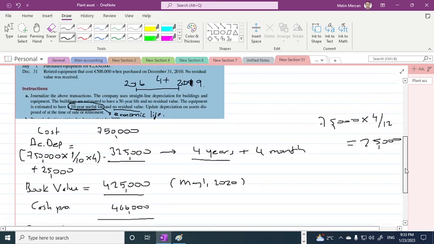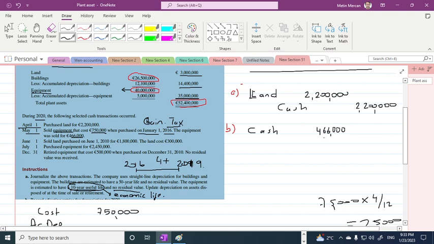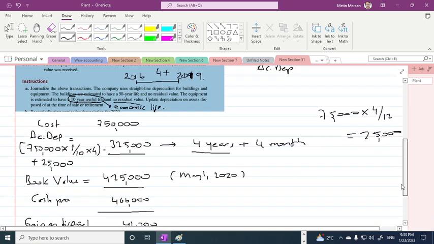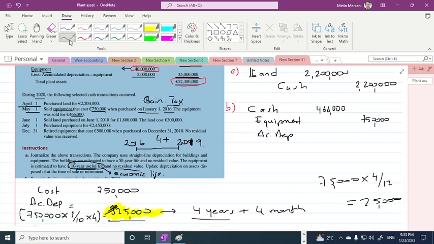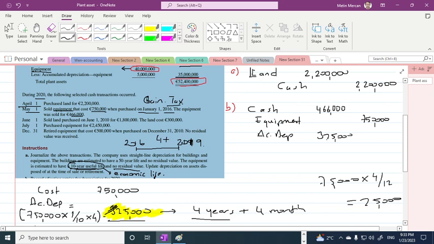So you need to record this also. What we need to do, we get this 466. Equipment is gone, so we have to reduce this equipment. It is 750,000. And the accumulated depreciation also will be removed. How much? It is this amount, 325,000, because the asset is already disposed of. $325,000.